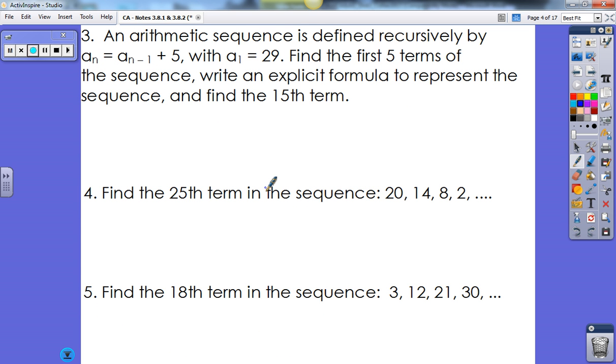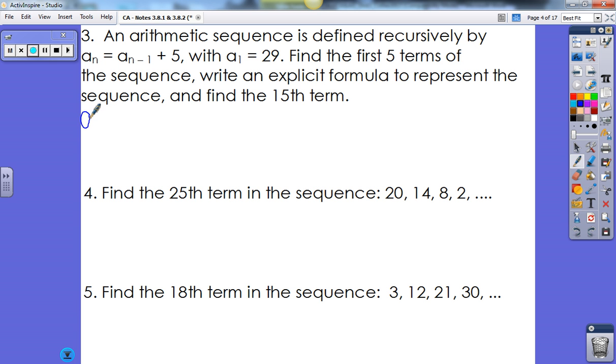Alright, this gives us a recursive formula. Remember the recursive formula again is to find a certain term, you have to know the term before it and then add the common difference. So we know the common difference is 5. And it tells us the first term is 29. It asks us to find the first 5 terms of the sequence, write an explicit formula, and then find the 15th term. So we'll do those in that order.